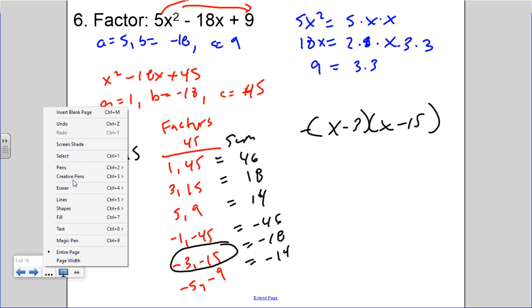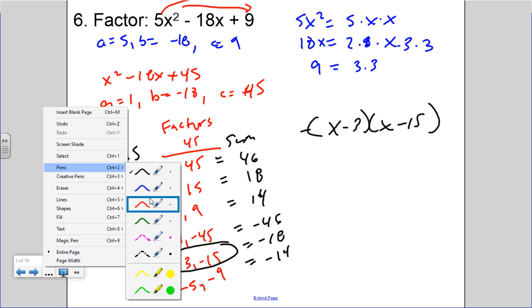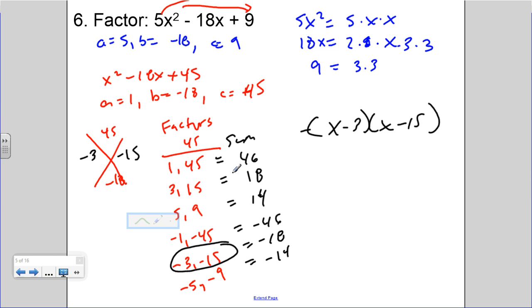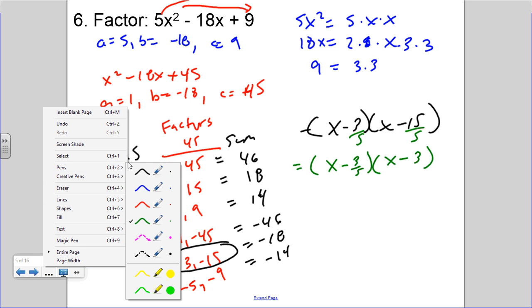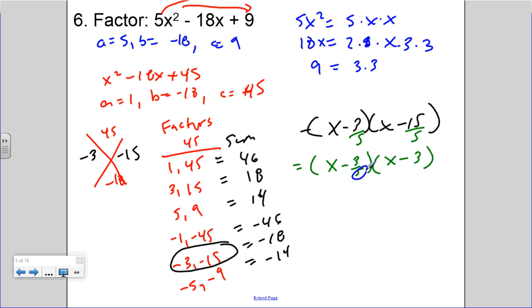Now, since I slid and multiplied by 5 originally, I now must go back and divide by 5. When you divide, leave it as a fraction in lowest terms. So you get x minus 3/5 and x minus 3. Last but not least, we cannot leave a fraction in our answer. So simply take that 5 and move it in front. And that's the last step. So 5x minus 3 times x minus 3.